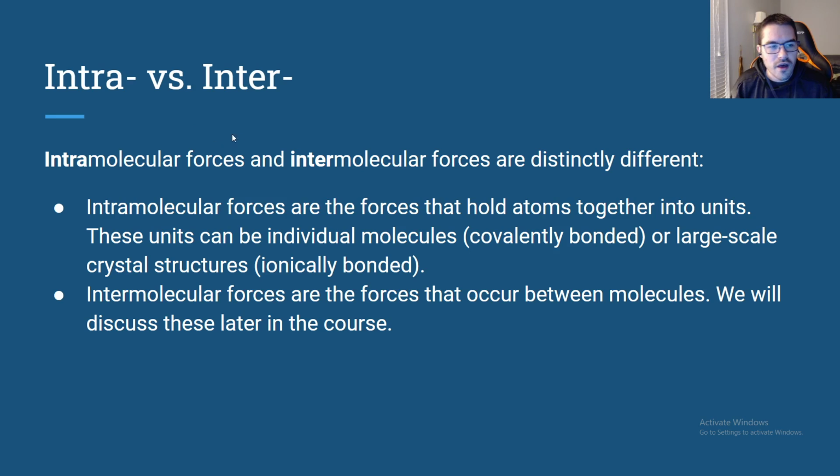Okay, I've stolen this slide from the 2.2 notes, actually, the difference between intra and intermolecular forces. In Unit 2, we talked about intramolecular forces. These were covalent bonds and ionic bonds. These are things that hold individual molecules together, right? That hold atoms together into units. What we're going to be getting into in this unit are the intermolecular forces. Intermolecular forces are the forces that occur between molecules, okay? So that's what we're getting into today.